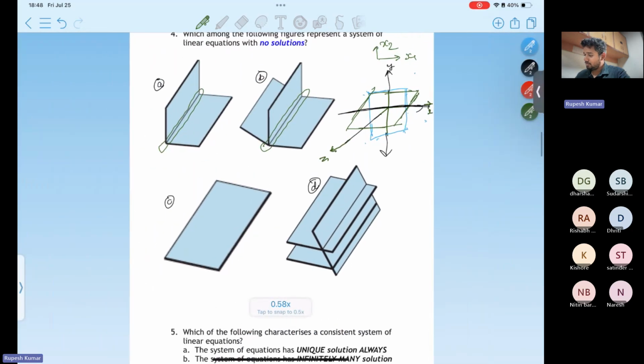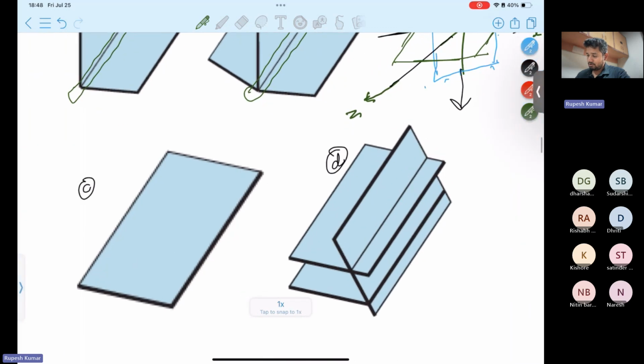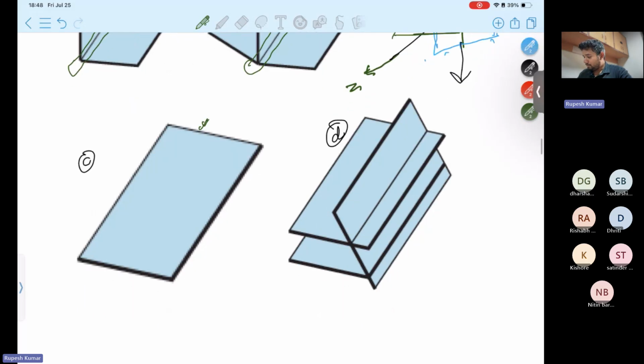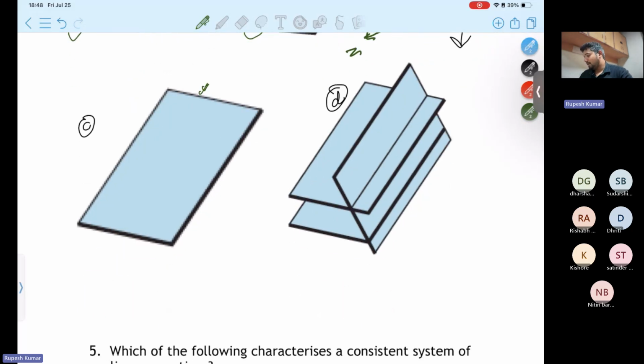So option C, okay. Option C contains only one single plane, right? So all the points on this plane essentially represent the solution, right? So this is a solution. This has a solution.